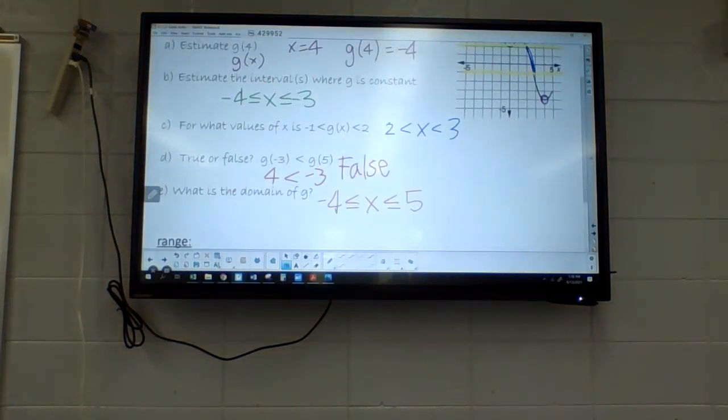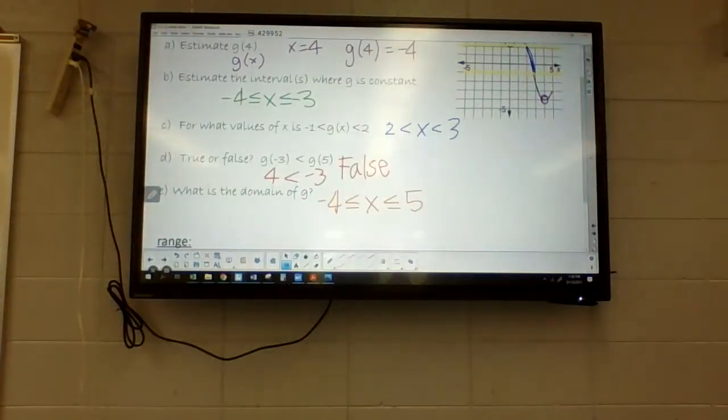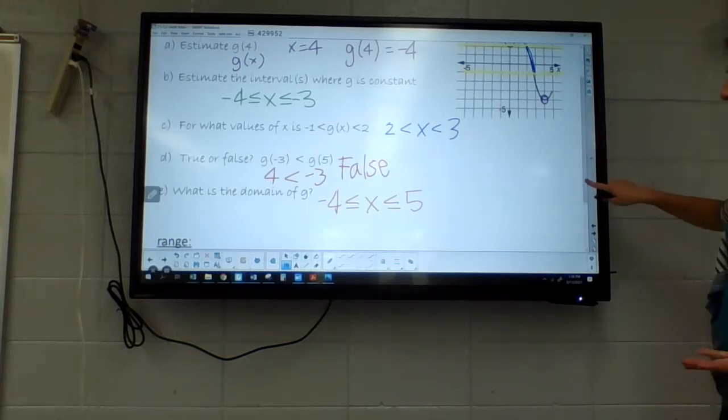The domain is always talking about the x values, which leads us into range. Range is the possible y values. So the possible y values that can happen.